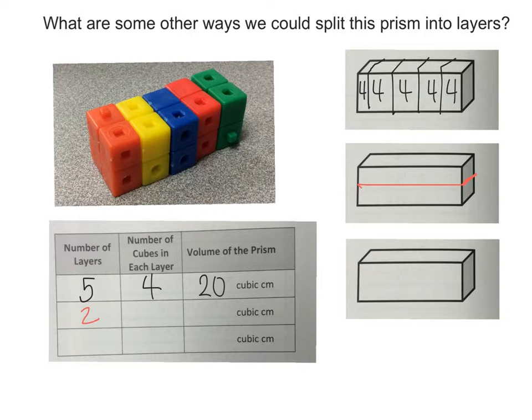And how many cubes are there in the top layer? 10. Okay, so let's record that. There's 10 in the top layer. And how many are in the bottom layer? 10. So how many cubes are there in each layer? 10. Okay, so if there's 2 layers and each layer has 10 cubes, how many cubes are there altogether? 20. So what's the volume? 20 cubic centimeters.